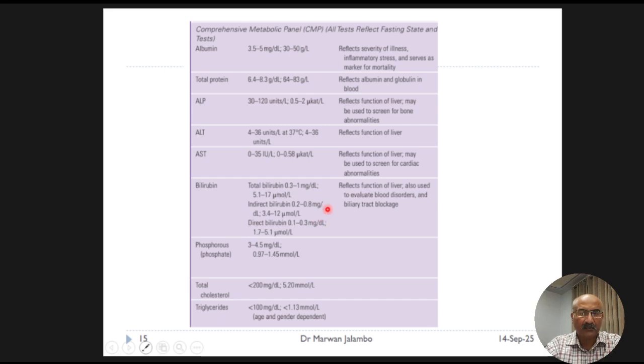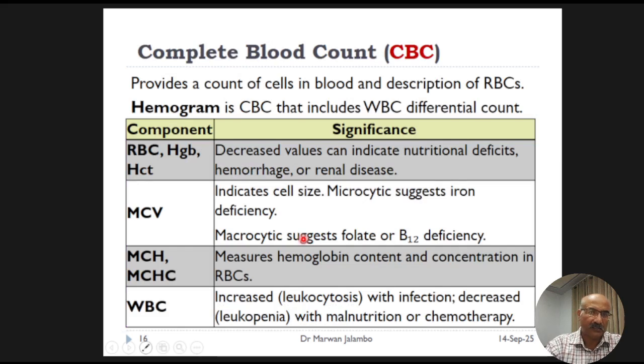So moving from this chemistry panel, another routine and incredibly valuable test is the CBC, complete blood count. The complete blood count provides a detailed count of the cells in the blood and gives us a description of the red blood cells, and it includes a breakdown of the different types of white blood cells. Also, it's often called a hemogram.